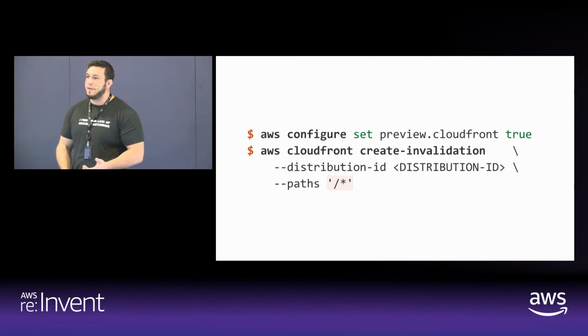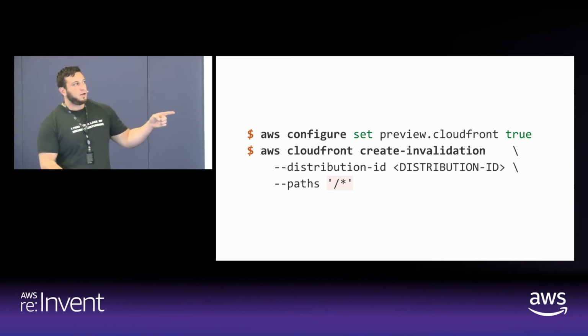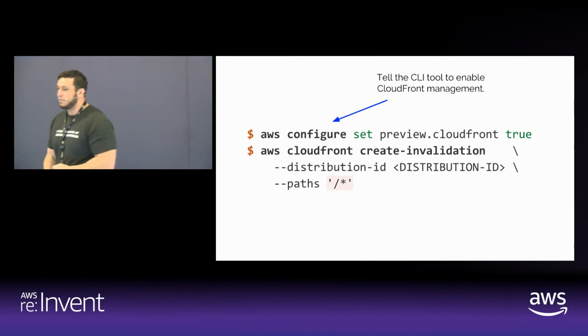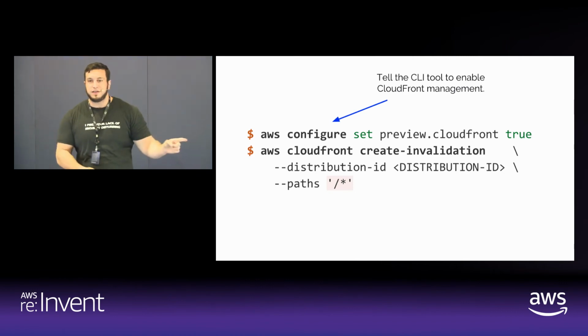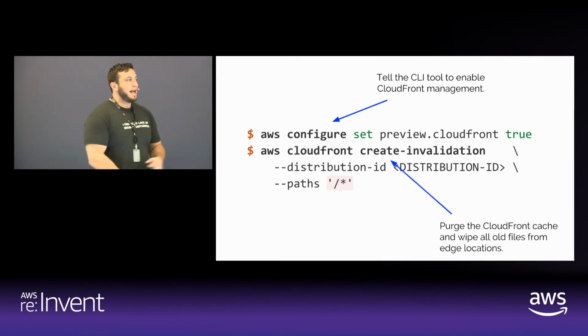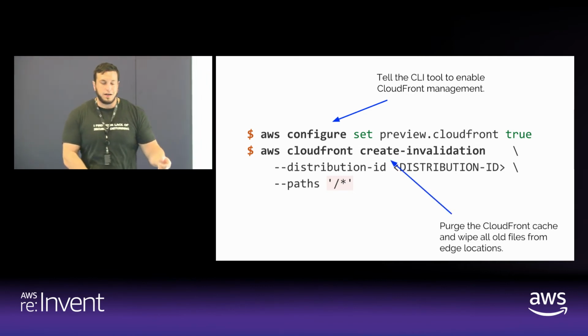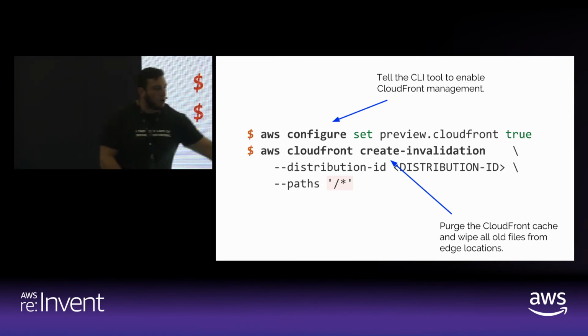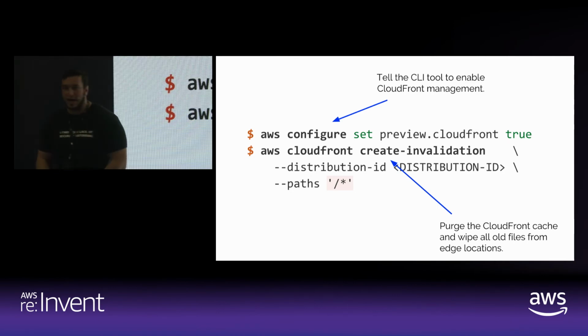Now, the way you do that on the command line is very simple. So first off, you enable the preview of the CloudFront functionality in the CLI. And then secondarily, you're going to run the CloudFront create invalidation command. And you give it that distribution ID from earlier. And what this is going to do is tell CloudFront in a single command to forget about all the pages on your site and remove them from the cache.